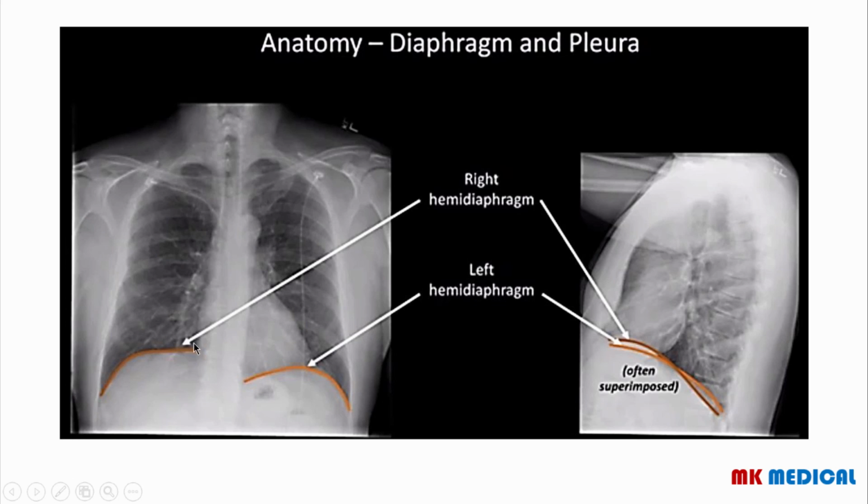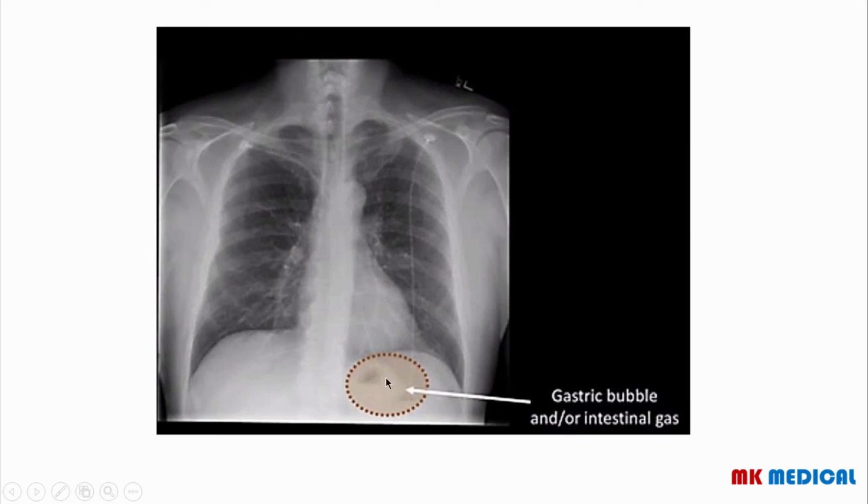So here is the diaphragm. You can see the diaphragm here, you can see the diaphragm there. And then on lateral X-ray, they are almost superimposed on each other. Then here's the gastric bubble, as well as intestinal gas that's present there.